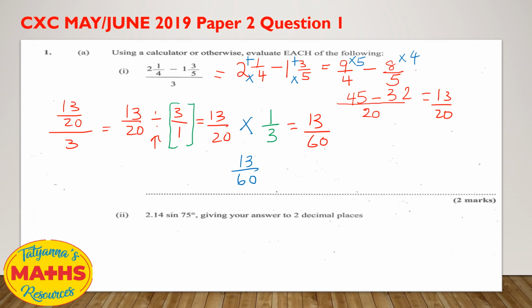Part 2, 2.14 times sine 75 degrees. That's what it means. 2.14 times sine 75 degrees. Okay, sine 75. Let me erase that. I'll write it properly. Sine 75. So what you can do is to type sine 75 in your calculator, press equal sign, then multiply by 2.14, and this is what I got.